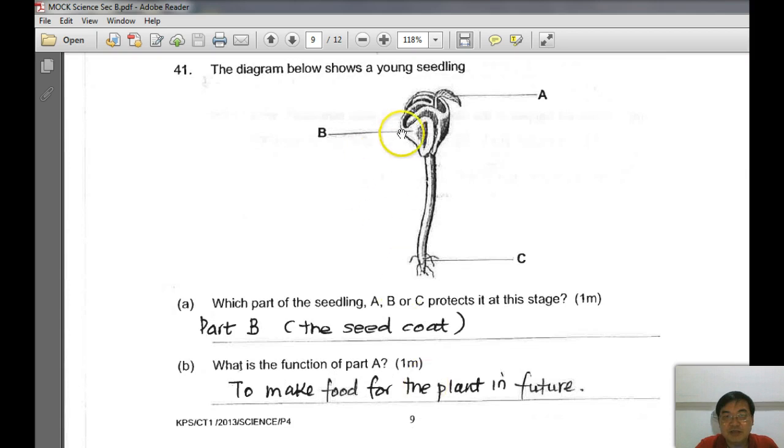Now next over here, part B is the seed coat. The seed coat protects the seed. And the function of A, this is the small little leaf that is coming out, is to make food for the plant. At this moment it does not really perform complete photosynthesis. It is about to, and the food is being supplied from the cotyledon over here, right? So you say to make food. What's the function? To make food for the plant in future, which could be very soon.